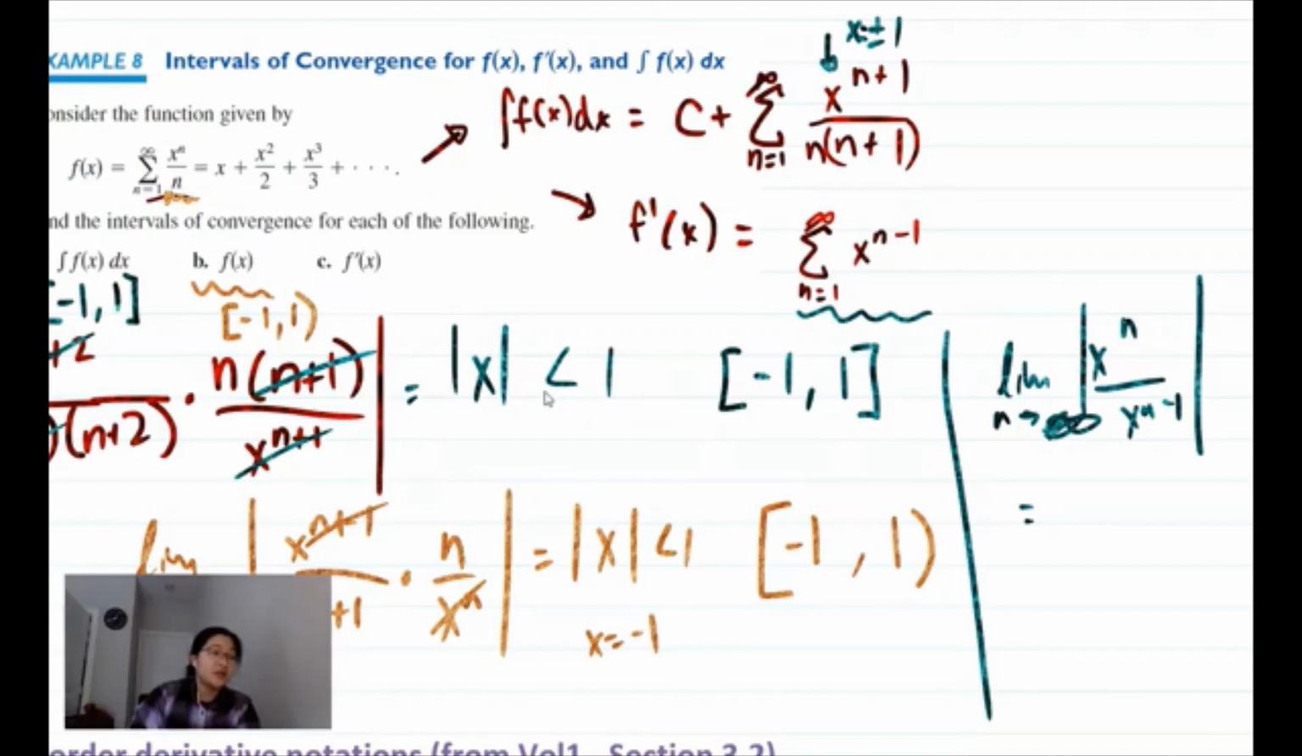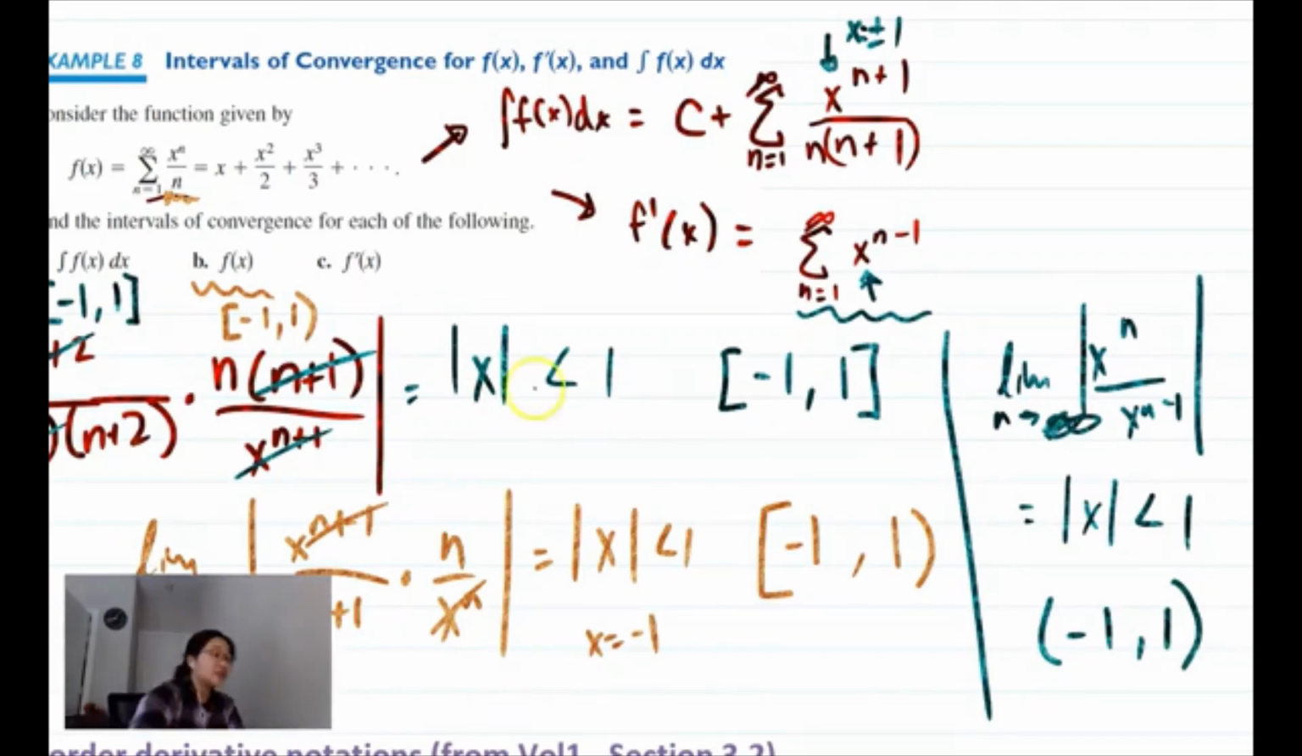So that actually ends up with x. When is that going to converge? Converges whenever we have this x strictly less than 1, because that's a geometric series. So we have -1 to 1, not including our endpoints.